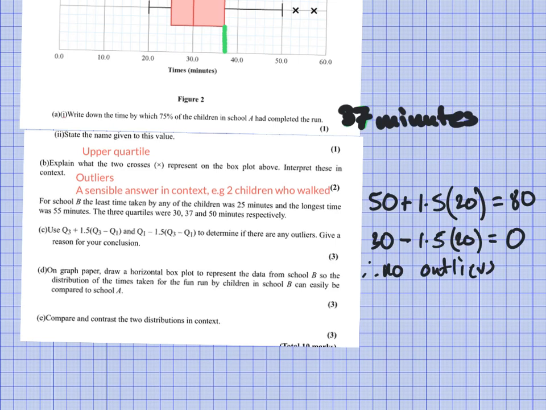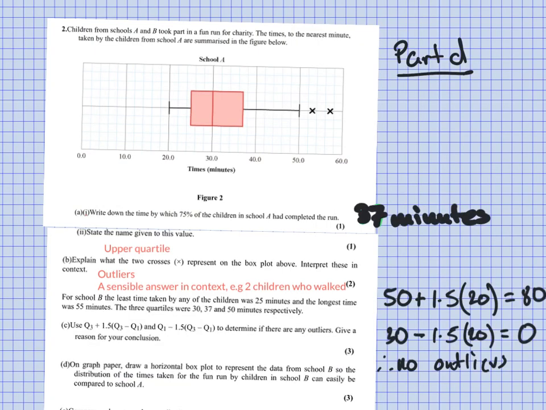Right, next up, on graph paper, draw a horizontal box plot to represent this data from school B so that distribution times can easily be compared to school A. The hidden part there is that you must draw it on the same scale as they did for part A. So we need to copy that scale and then redraw the diagram. Okay, so now I'm going to draw the box plot for part D on the same scale that the answer to school A was given on.